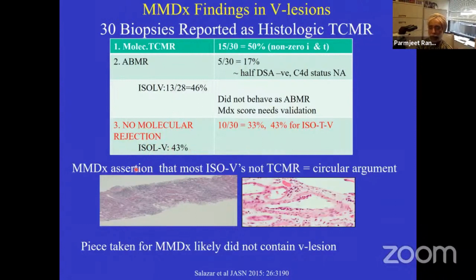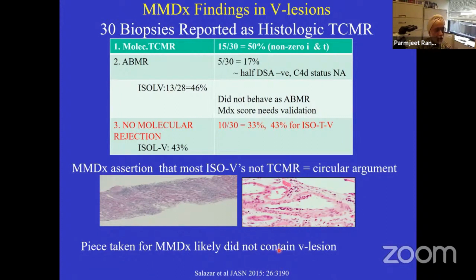But to me, this is again circular reasoning. The TCMR classifier was developed on biopsies like this, with a lot of inflammation and tubulitis and damage. So obviously, you can't expect the classifier to call this TCMR when it's just an isolated arterial inflammation with not much inflammation and tubulitis. And I personally think a lot of the MMDX literature on arteritis, I don't even know what it means, because it's very likely the small piece of tissue that was taken for MMDX probably didn't even have the V lesion.